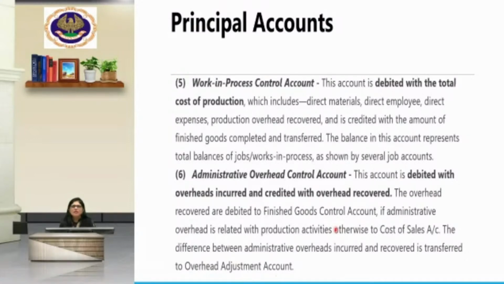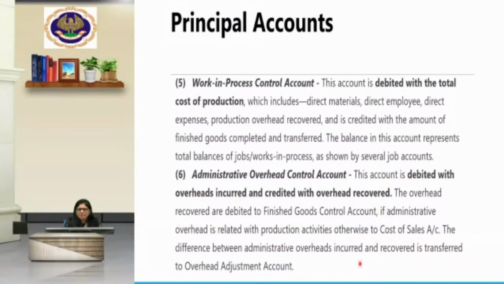I'm repeating. Production overhead will be absorbed in WIP. Administration overhead will be absorbed in finished goods. And selling and distribution overheads will be absorbed to cost of sales. Exactly, if you remember the format of the cost sheet, you remember WIP, then finished goods, and then your cost of sales. So the admin overhead control account will be debited whenever it is incurred and credited with overhead recovered.